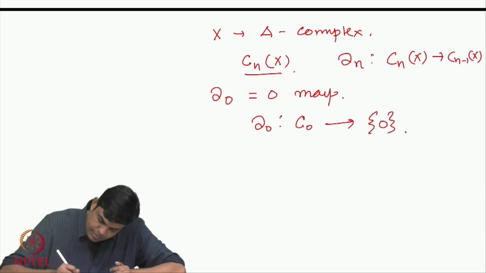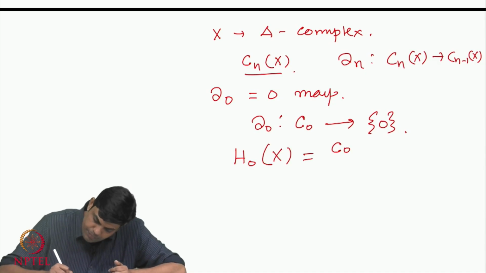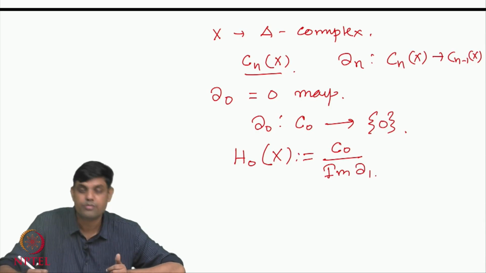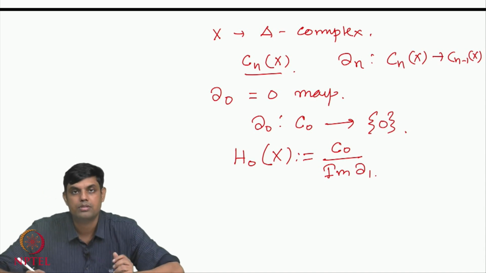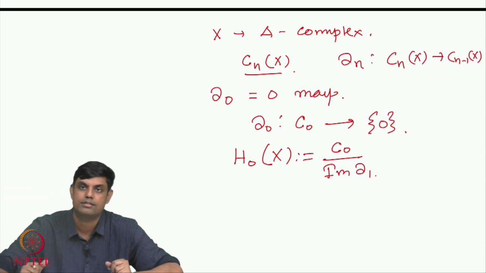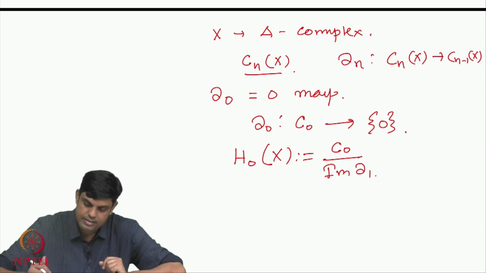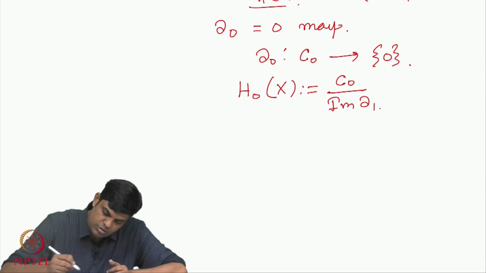And therefore, the 0th homology of X would be simply C_0 modulo the image of delta_1. This is a convention, you can think of it as a definition. So, whenever we try to compute the homology groups, just put C_0 and then put the 0 group on the right hand side, define delta_0 to be the 0 map and you get the kernel. With this convention, let us compute the homology group of some spaces.